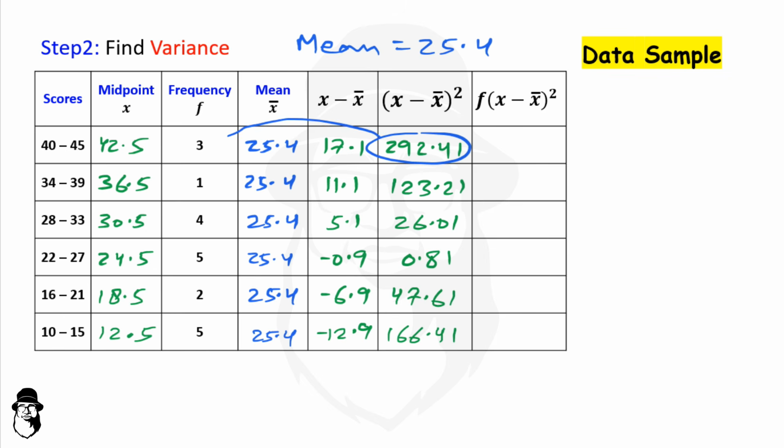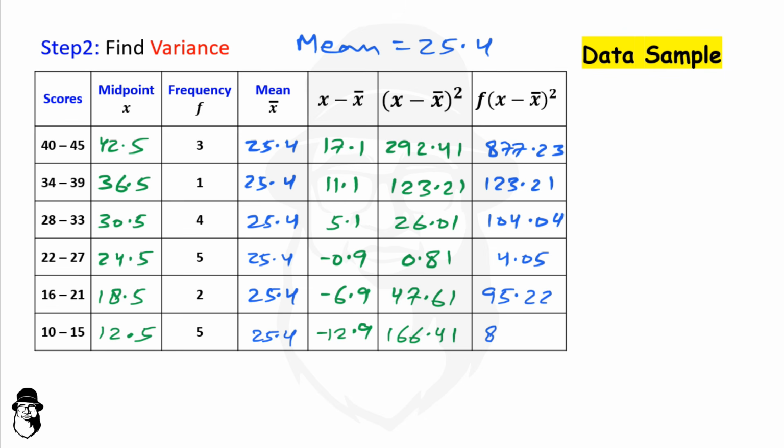And then whatever these numbers are, we multiply them by this frequency, right? Every number in this row, we multiply it by the frequency. So 3 times 292.41 will be 877.23. Then here 123.21, 104.04, 4.05, 95.22, 832.05.